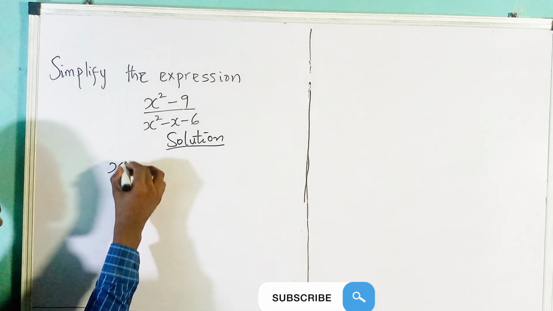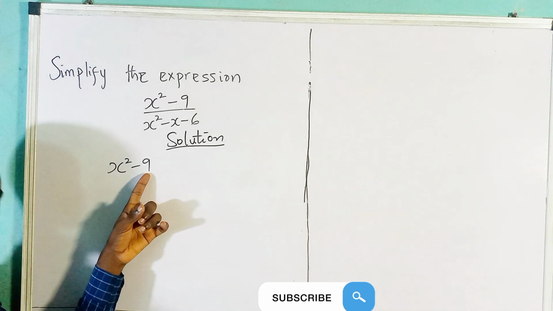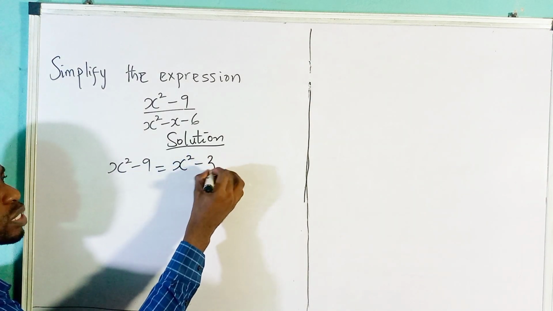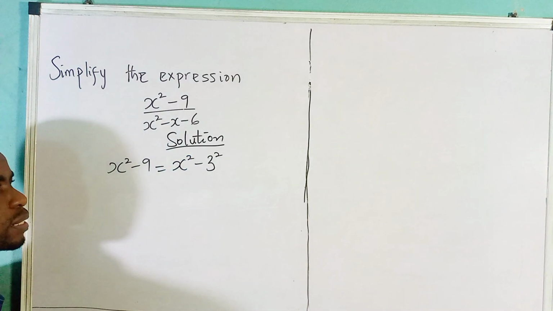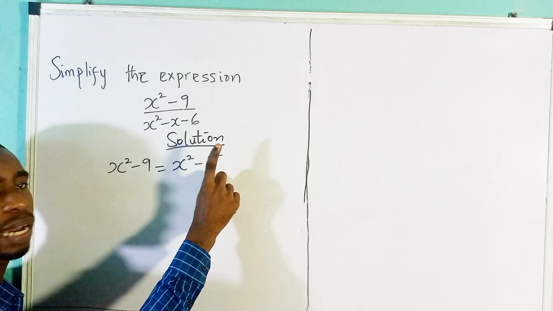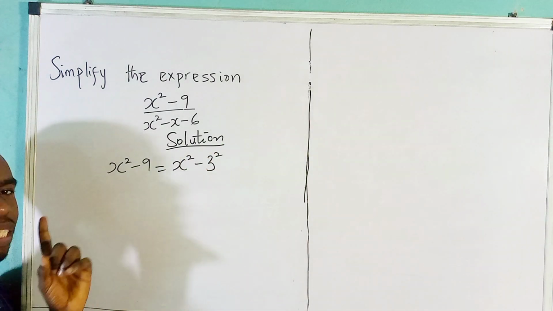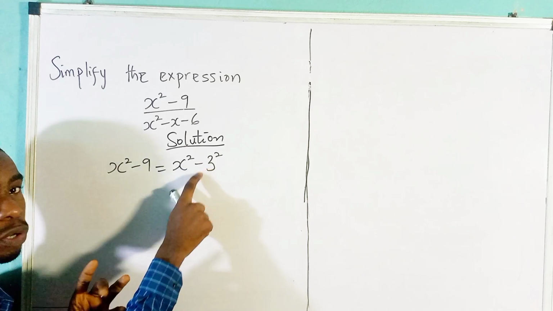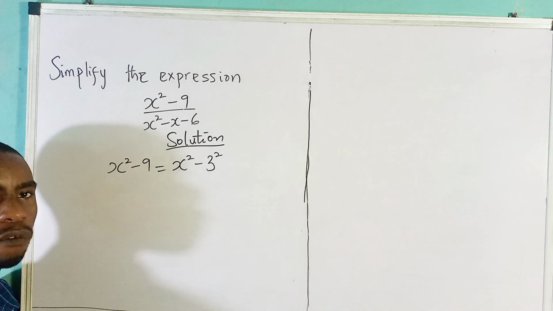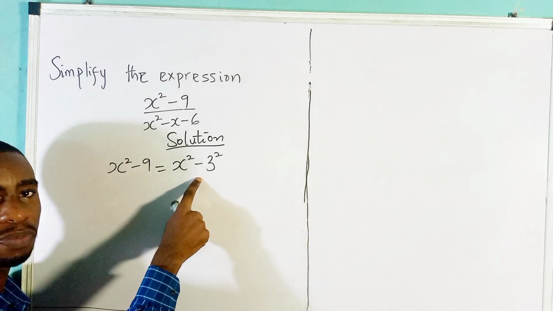So for the numerator, x squared minus 9. 9 can also be written as 3 squared, right? So this can be written as x squared minus 3 squared. And now look at it. X has a square, 3 has a square. Both of them have a square, and they are separated by a negative, also called a difference. This is what we call the difference of two squares. Two squares having a negative in between them.